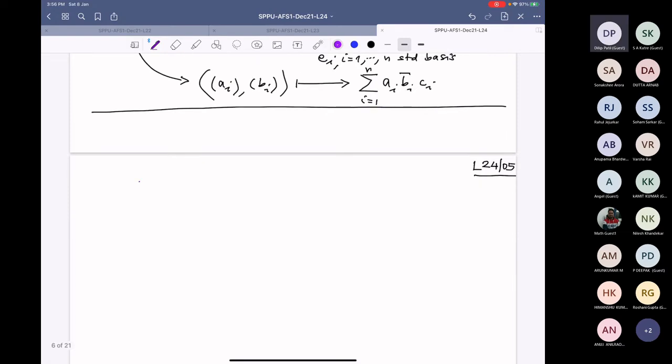What I will need is the following. Everything is connected to the unit group of the field, K cross. What plays an important role is the following. If I look at norm 1 units, so what is this? By definition, they are all those a bar, where a is varying in the unit group. This is a subgroup of K cross. This is a subgroup.